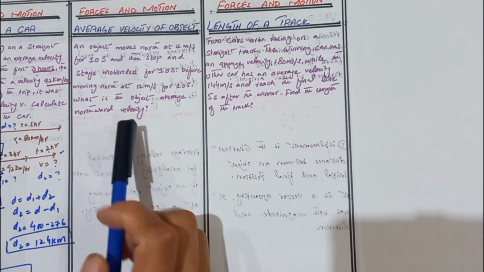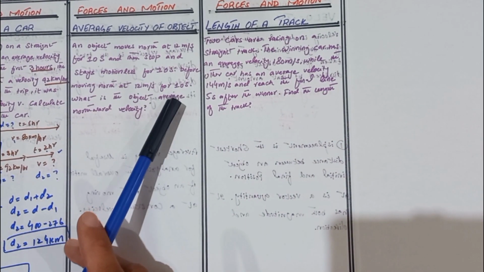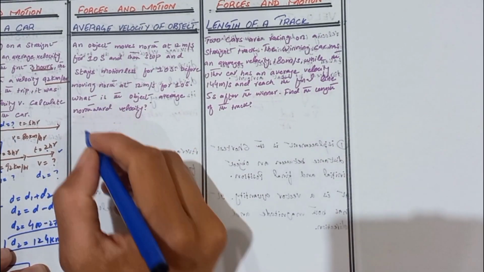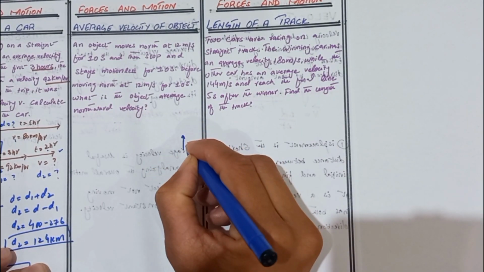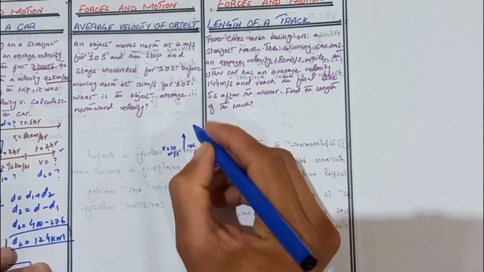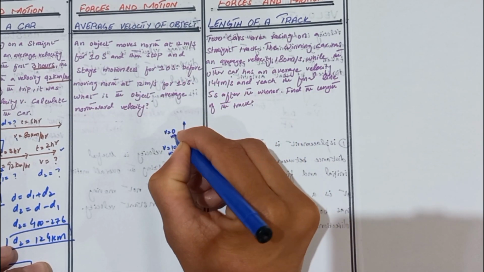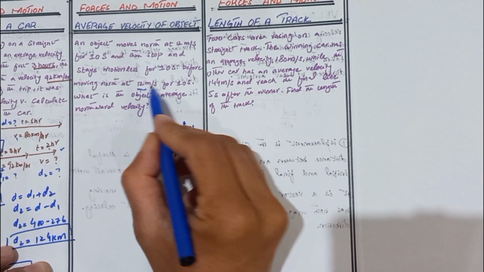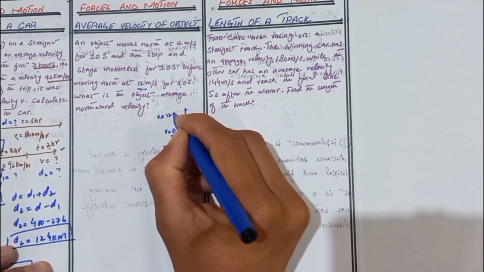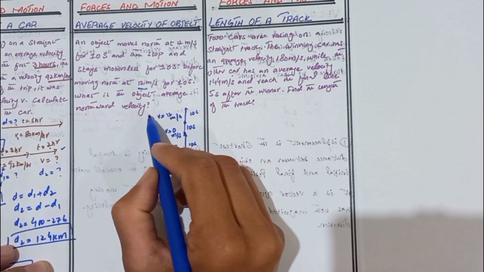Now we discuss the other numerical. An object moves north at 12 meters per second for 10 seconds and then stops and stays motionless for 10 seconds. Then it moves north at 12 meters per second for 10 seconds. What is the object's average northward velocity? This says that it is moving north with velocity 12 meters per second and time is 10 seconds. Then it says that it stays motionless for 10 seconds. So velocity is 0 meters per second for 10 seconds. Then it again moves 12 meters per second for 10 seconds. So what is the object's average northward velocity?